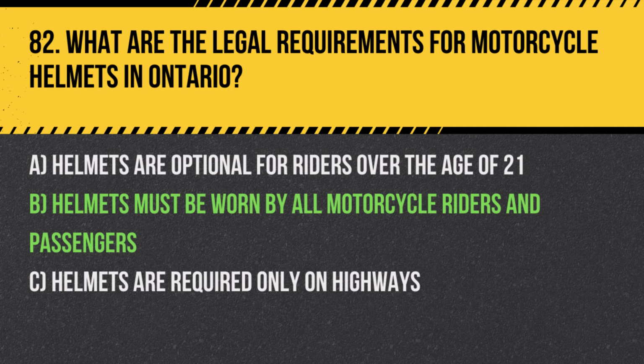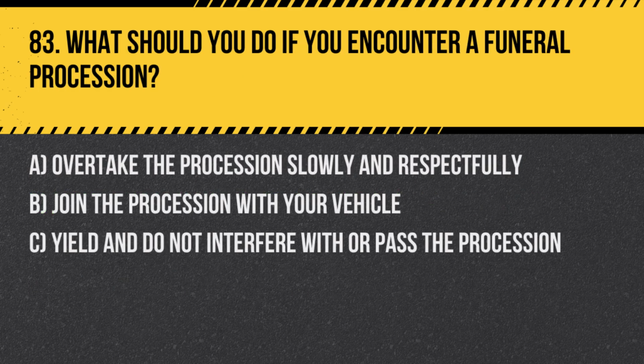In Ontario, the law requires all motorcycle riders and their passengers to wear approved helmets, regardless of their age or the roads they are on. Question 83. What should you do if you encounter a funeral procession? A. Overtake the procession slowly and respectfully. B. Join the procession with your vehicle. C. Yield and do not interfere with or pass the procession.